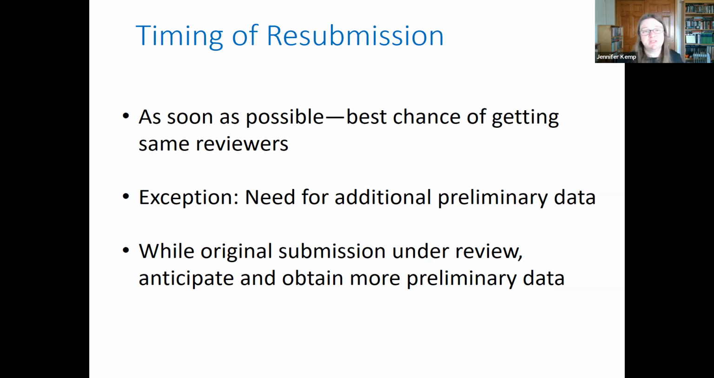And while your original submission is under review, you should assume that it won't get funded the first time and that you will have to revise and resubmit. And so you should be anticipating this and working on getting additional preliminary data at that time.